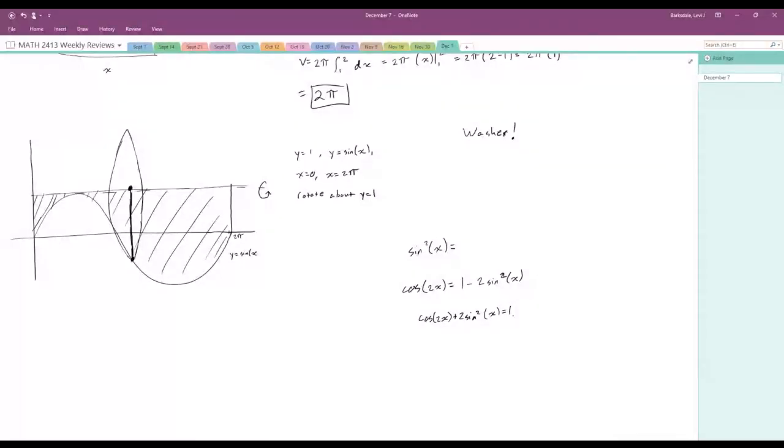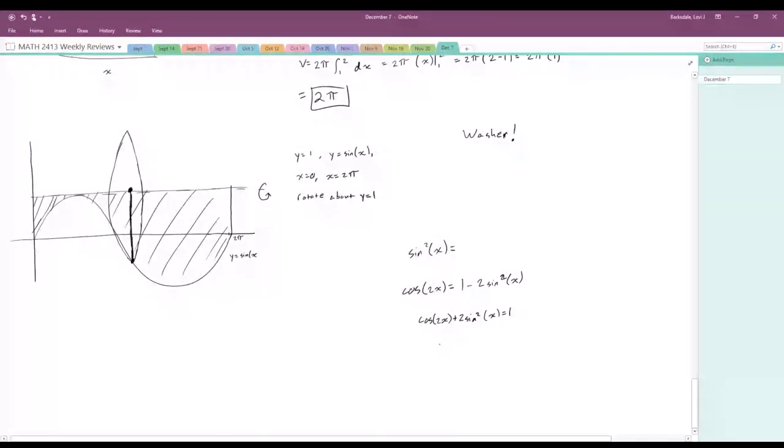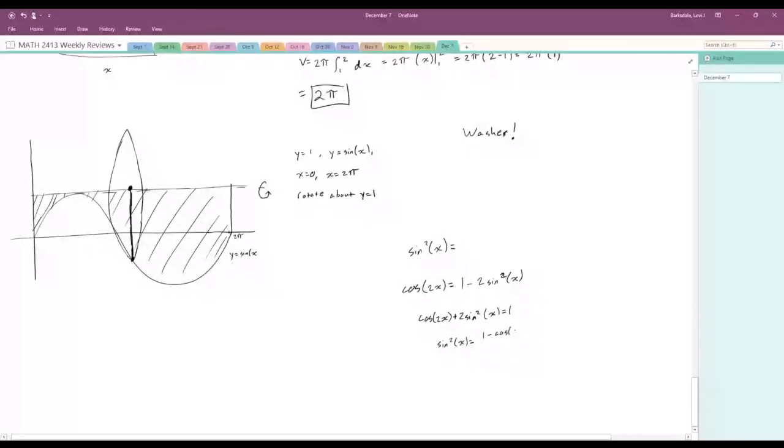So you add it to the others, yeah. And then I'm going to subtract cosine 2x and divide by 2. There you have it, right?